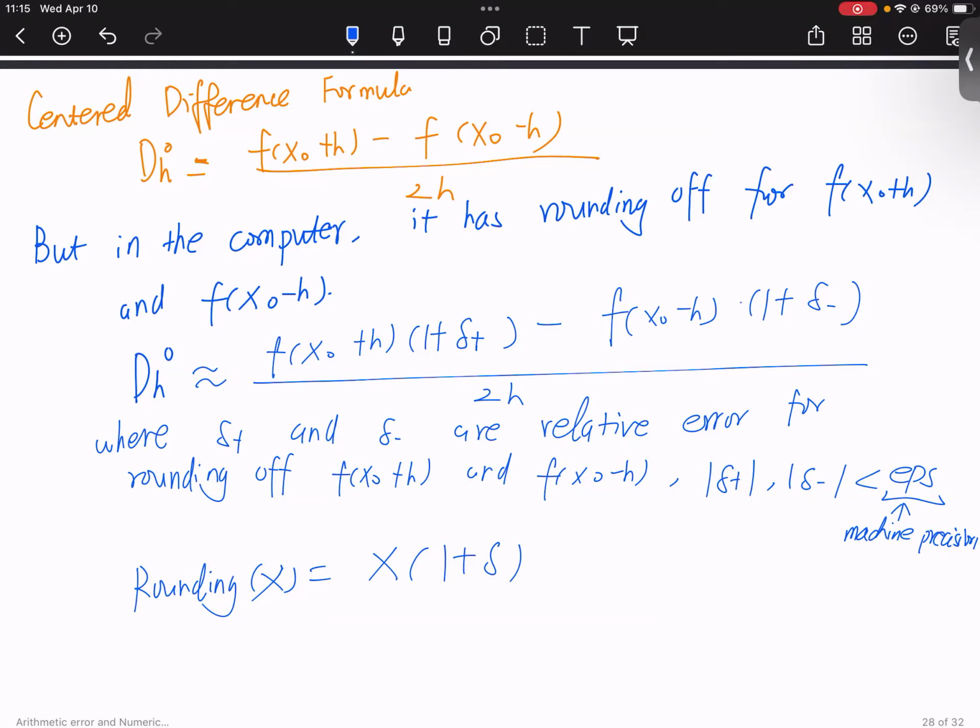Because it's rounding for different numbers, we could have different errors. But because this is the rounding off in the computer, it should be less than the machine precision. Is it typical that delta plus is always positive? No, it's just a notation to denote the error for x0 plus h. So it could be negative, it could be positive, because it's rounding off; it could be rounding down, or it could be rounding up.